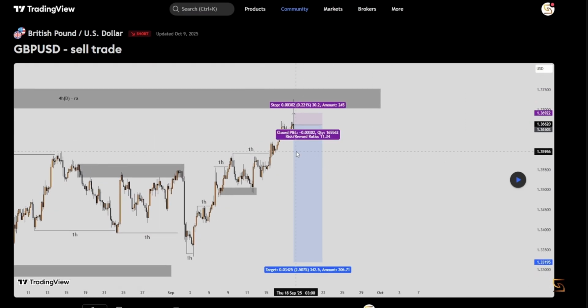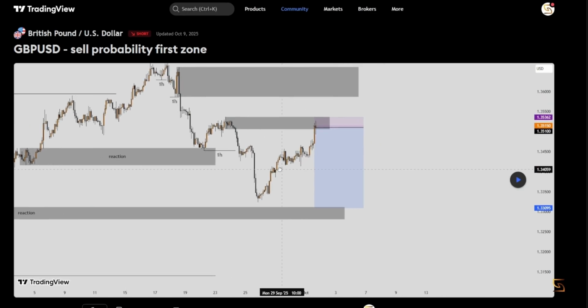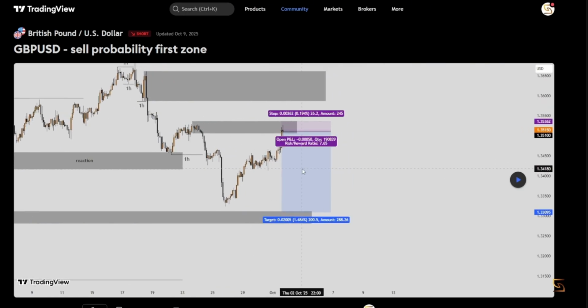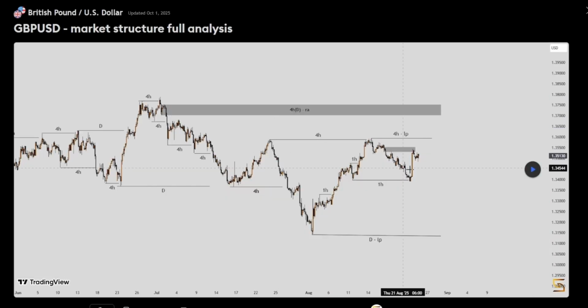This is a trade with an 11 risk-reward ratio with a target of 340 pips. We can see how the target is reached. The second trade setup features an impressive 7.65 risk-reward ratio with a profit target of 200 pips. Here as well, the target is reached. Everything starts with this analysis.